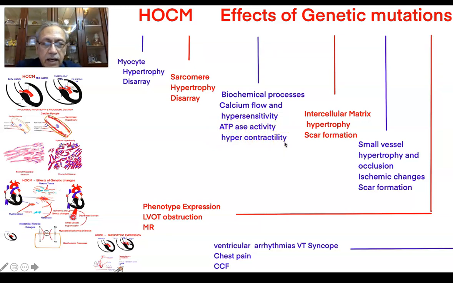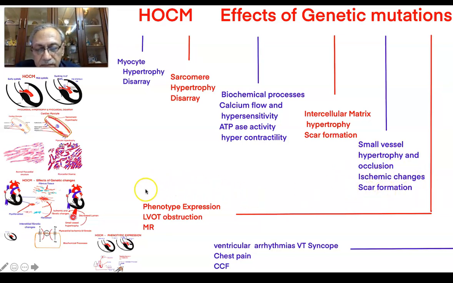hypercontractility. Apart from the effect on the myocytes and sarcomeres, a lot of changes occur in the intercellular matrix as well, which leads on to hypertrophy by virtue of the fibroblast proliferation and transformation of a few of the myocytes to fibroblasts, and these result in fibrosis and scar formation. Now, the small vessels also get hypertrophied, so much so that occlusion occurs which leads on to the ischemic changes and scar formation.